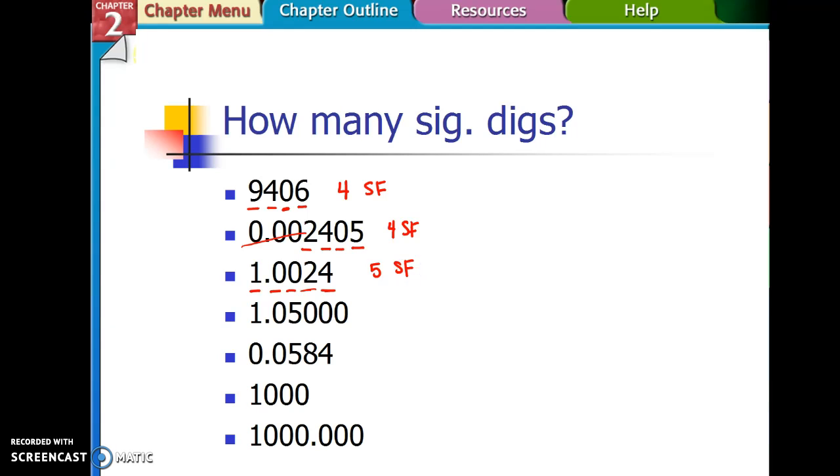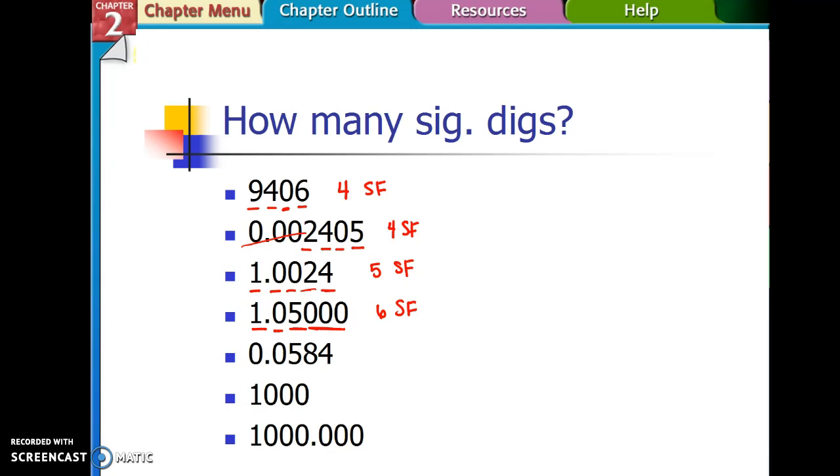Alright, next example, 1.0500. The 1 and the 5 are significant according to Rule 1. The sandwich 0 is significant according to Rule 2. And then Rule 3, zeros after a decimal, after a non-zero digit are significant. So these 3 are all after that 5, and they are all after a non-zero digit. So that means all 6 of those numbers are significant.